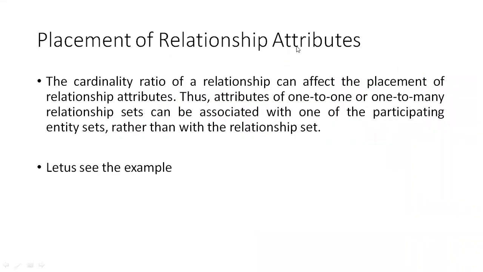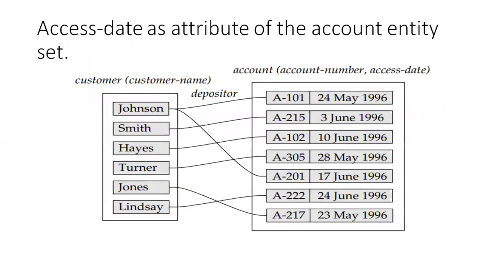Now, what was the heading for this particular bit? Placement of relationship attributes. Just now we have seen where to place the relationship attribute. Depositor was the relationship set and access date was the attribute. Now we have the choice where to keep that attribute, either at the entity set or with that particular relationship set only. So that depends on the situation again.